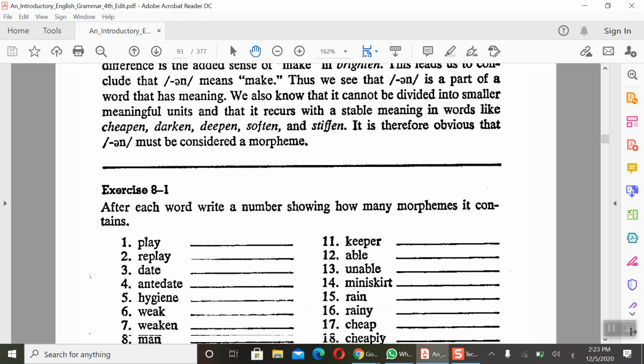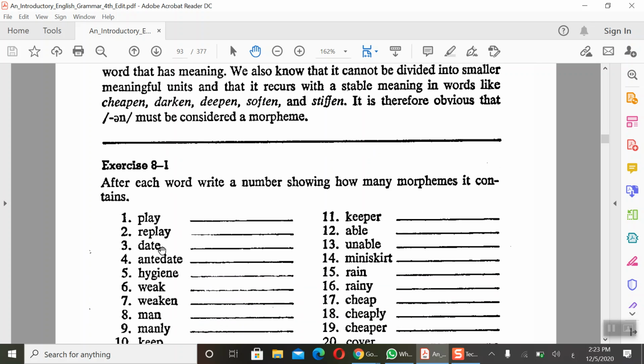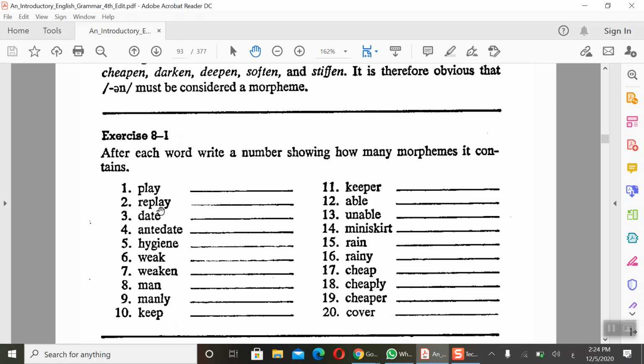Here we have exercises. You can read the exercises. After each word, write a number showing how many morphemes it contains. For example, play: how many morphemes? There's only one morpheme, play. Replay: play is a morpheme, and re is also a morpheme. So how many morphemes do we have? Two morphemes. Good.